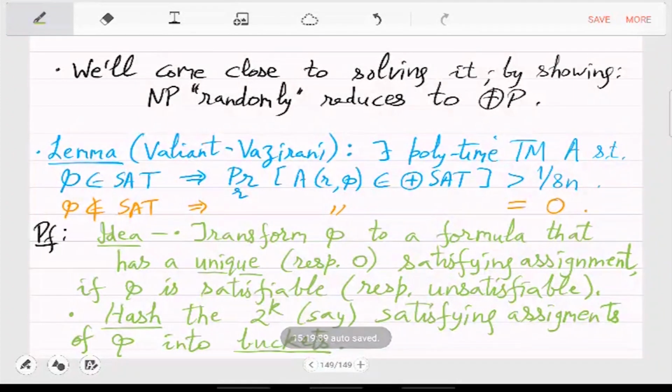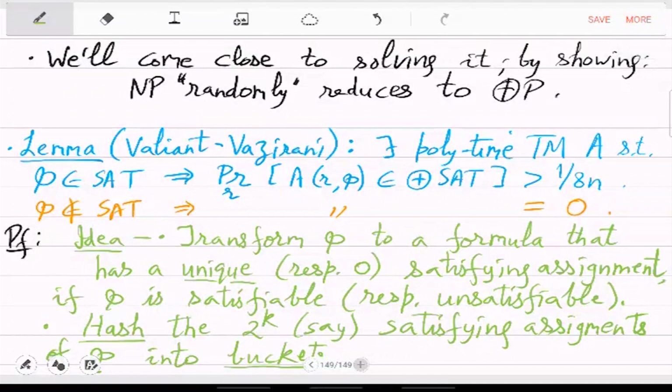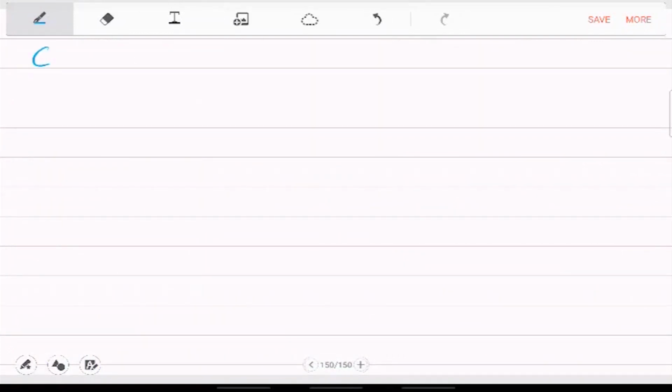Okay, so we will apply a hash function and map these 2 raised to k assignments into a suitable number of buckets. You have to see the details of this to understand how it works. Okay, this is the rough idea. So that's the hashing claim.